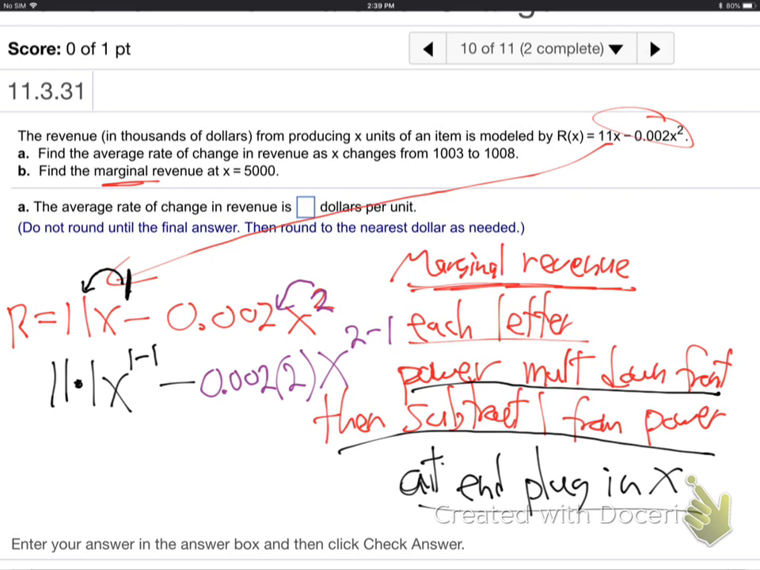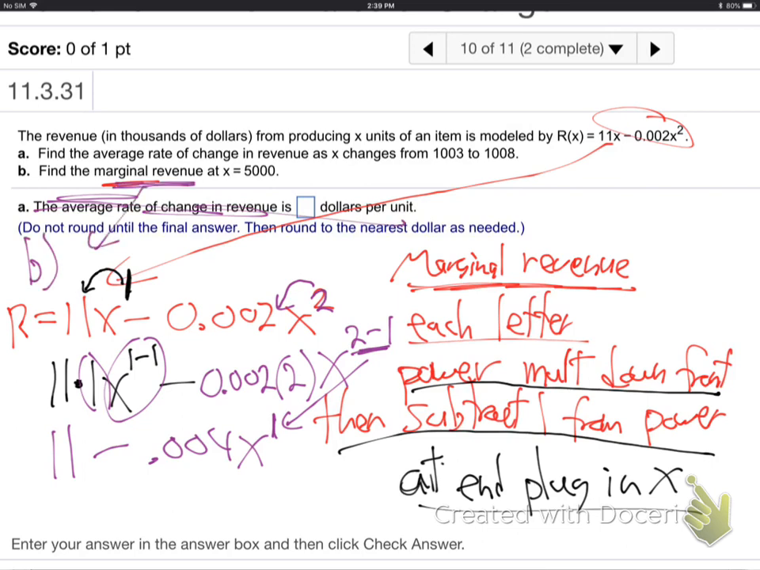So see what I did there? I brought down the power, right? And then 11 times. Now what happens? What is x to the 0? It just vanishes. Anything to the 0 power is 1. This is gone. Minus 0.004x, right? 2 minus 1 is just x to the 1, or regular x. Did you see what happened there? So that's how you do marginal revenue, which is really a derivative from calculus. This is all part B, by the way. I skipped part A.